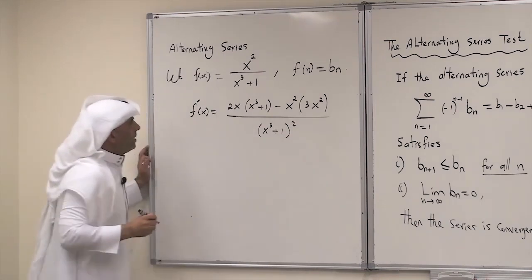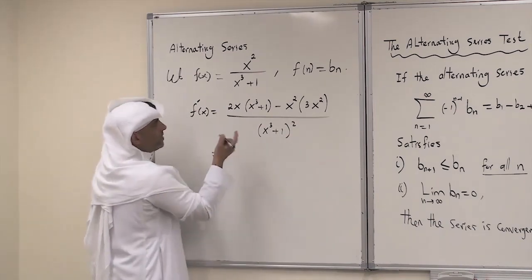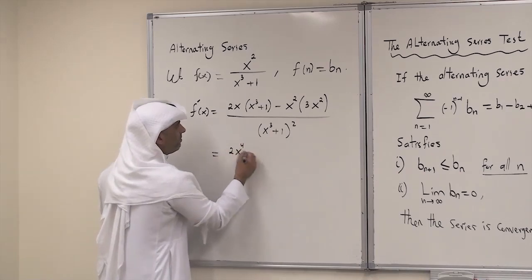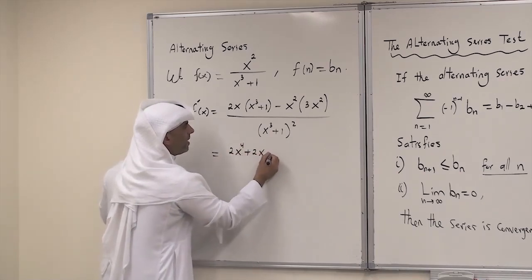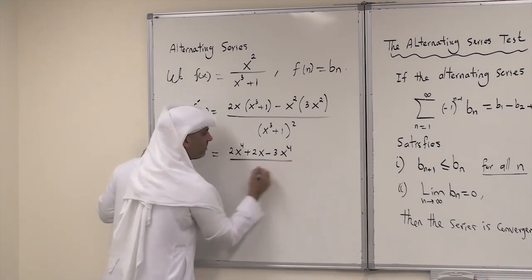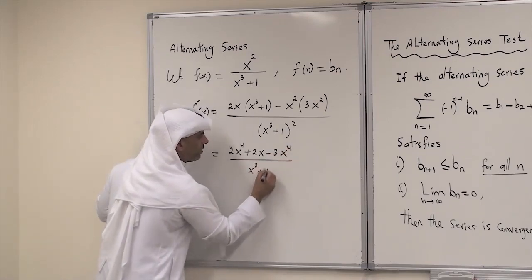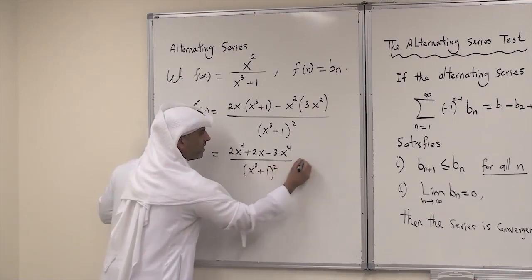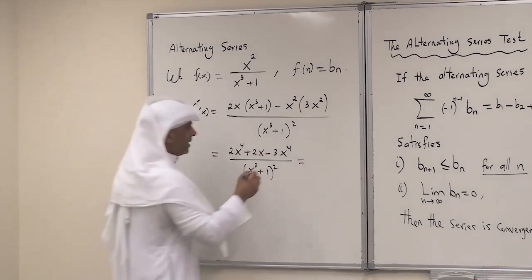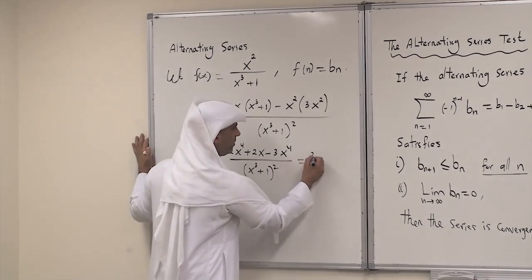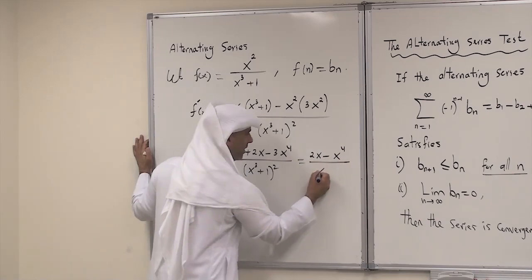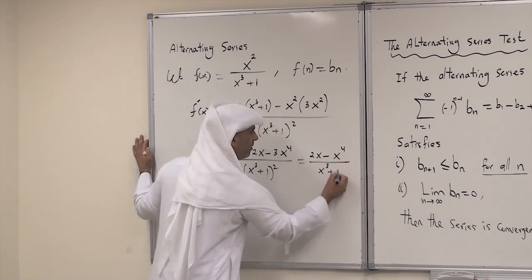Fine. So this is equal to, if you simplify, 2x to the power 4 plus 2x minus 3x to the power 4, all over x cubed plus 1, all squared. Now simplifying more, you have 2x to the power 4 minus 3x to the power 4, so that will be minus x to the 4. So we have 2x minus x to the power 4, all over x cubed plus 1, all squared.